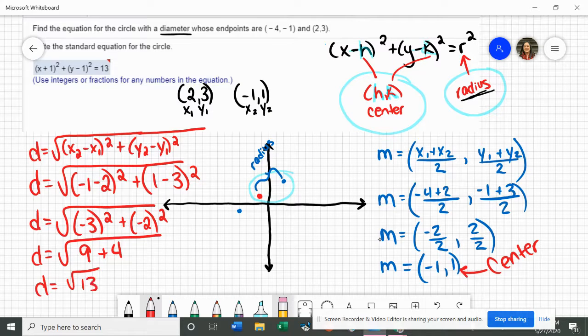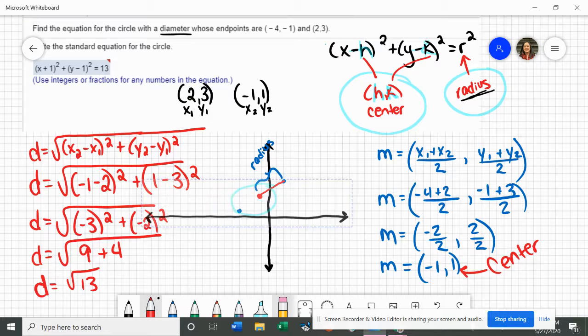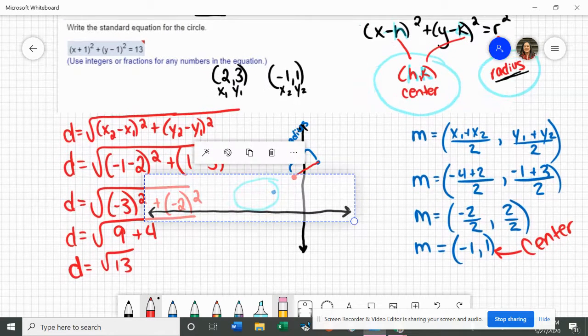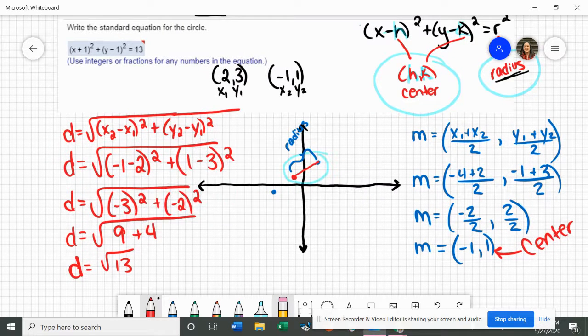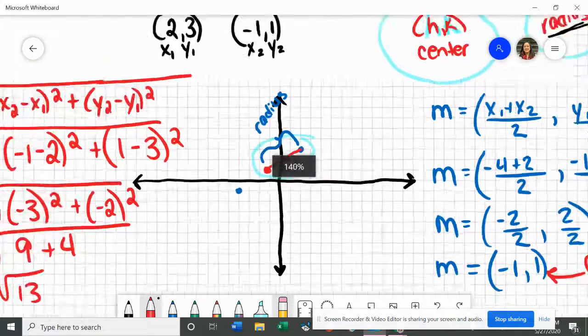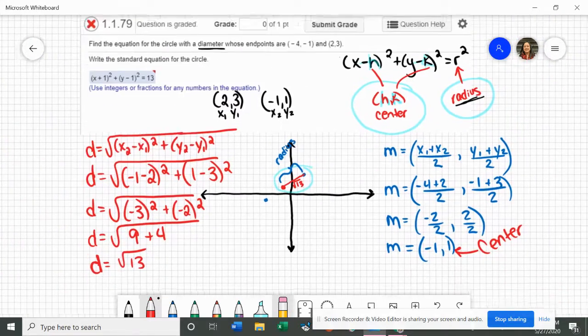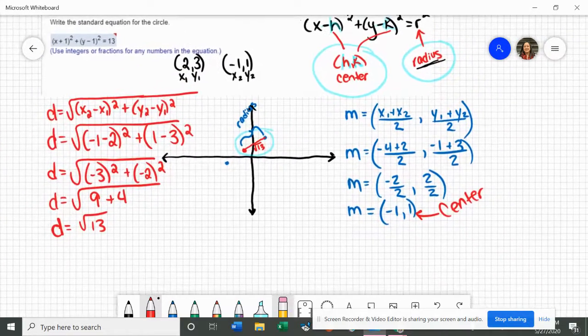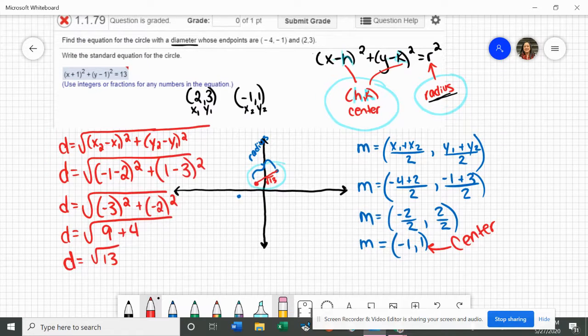So what I know is that the distance from the center point to the outside point, I don't know if this is, oh no, let's undo. Let's see if I can zoom in. Okay, the distance there is actually the square root of 13. Okay, that is my radius. So let's write down what we know.